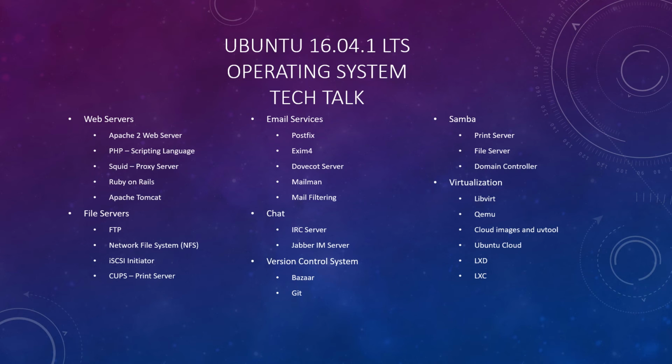It provides chat services for an IRC server and a Jabber IM server, which is an instant message server. Version control system Bazaar is designed to assist in collaboration of community open source products. Git is used to pull down software packages from GitHub, which I believe we use in this class as well. Samba is a printer server, file server, and domain controller. In virtualization, it's libvirt, cloud images and uvtool, Ubuntu Cloud, LXD, and LXC.